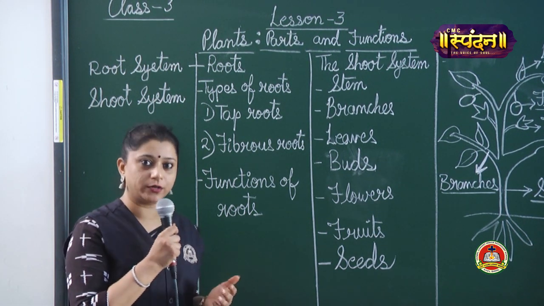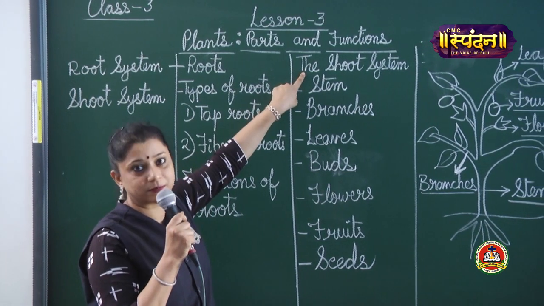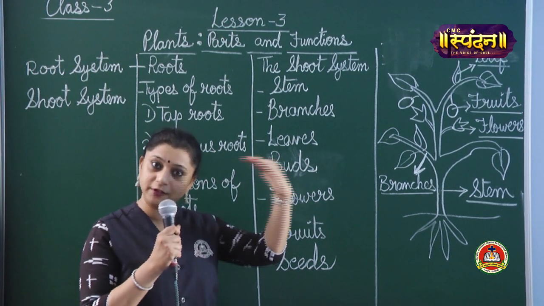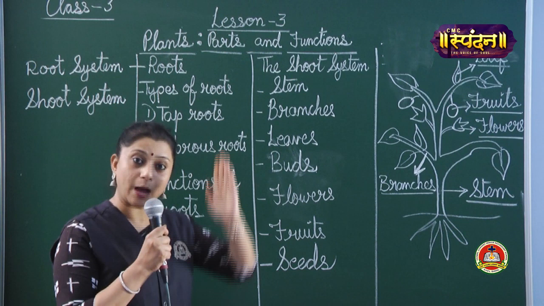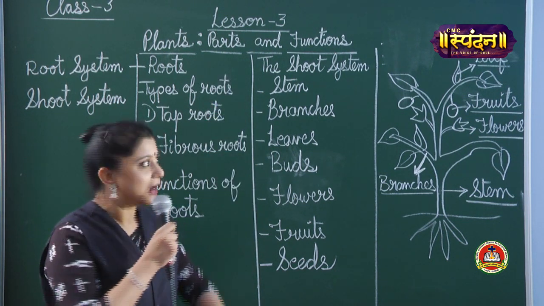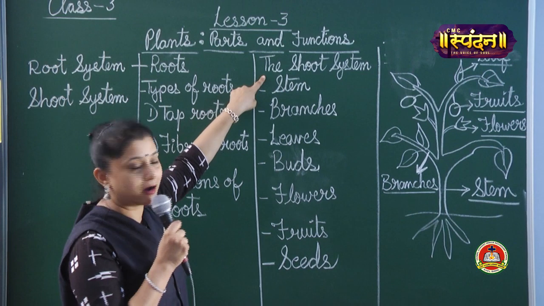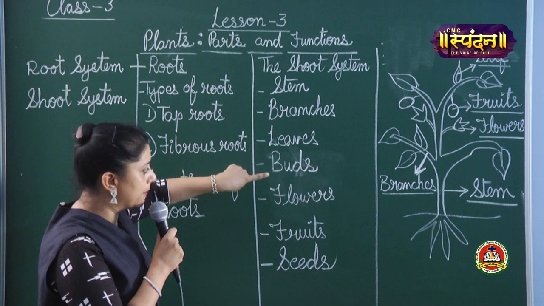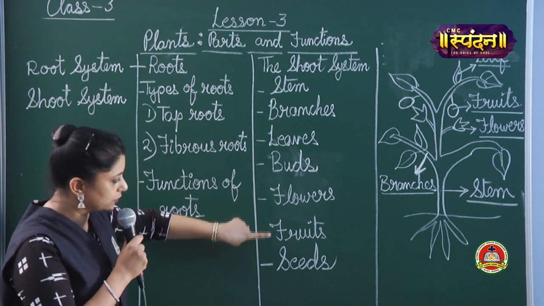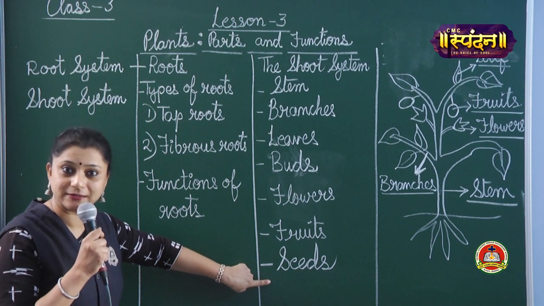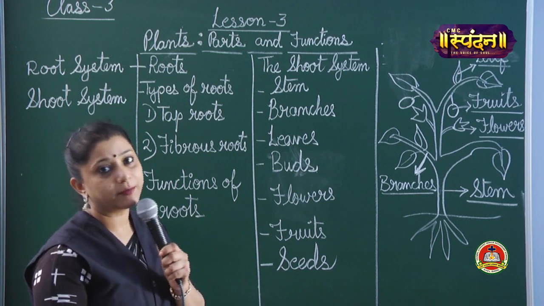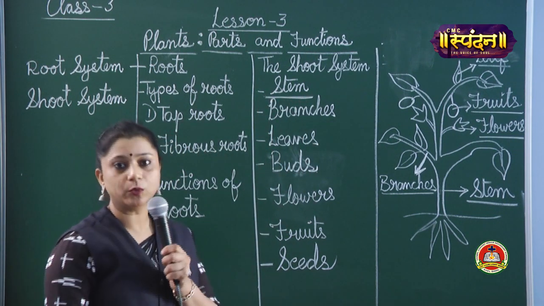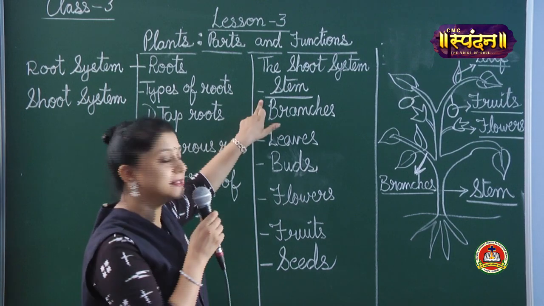So today we move on to the shoot system. As told in the previous class, the shoot system grows above the ground and it grows in an upwards direction. And the parts which are there in the shoot system are stem, branches, leaves, buds, flowers, fruits, and seeds. So in this class, we will be dealing with the stem. We will do a detailed study about the stem.